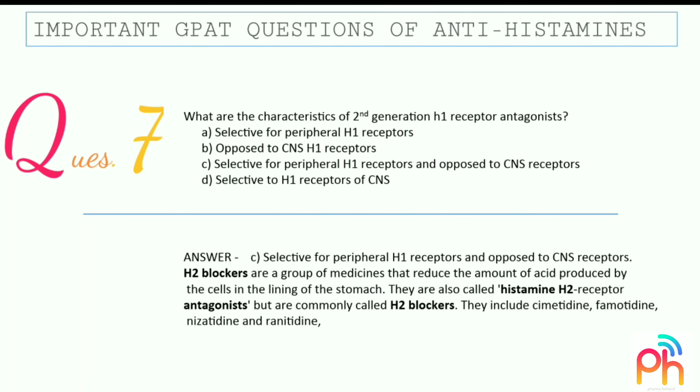As you know, H2 blockers are a group of medicines that reduce the amount of acid produced by the cells in the lining of the stomach. They are also called histamine H2 receptor antagonists, but commonly called H2 blockers. They include cimetidine, famotidine, nizatidine, and ranitidine.